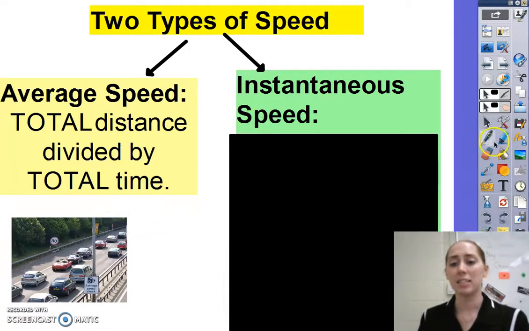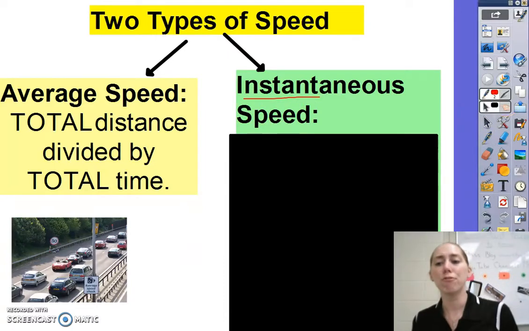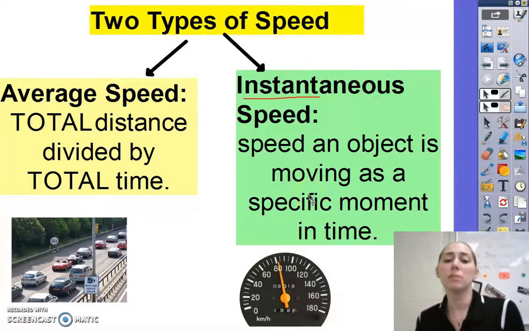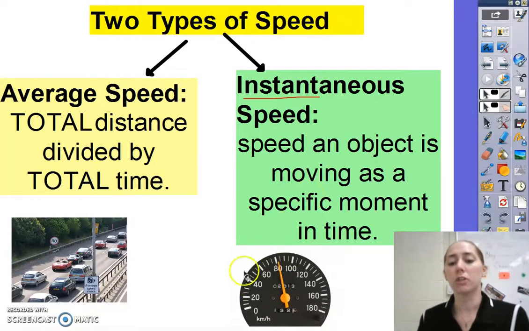Now, instantaneous speed means instant, like right now. How fast are you going? And that's all instantaneous speed means. If you look on your odometer in a car, it will tell you your instantaneous speed. Now, we won't be calculating that in class because that requires calculus and finding derivatives, so that will be something you do in high school or college.